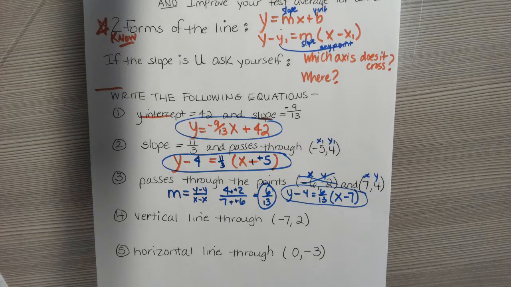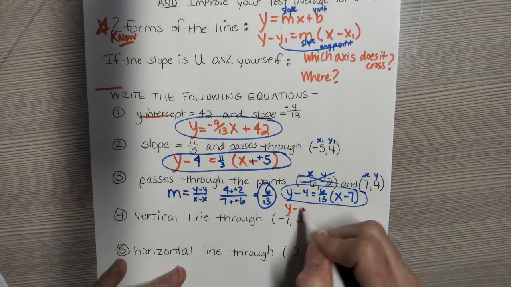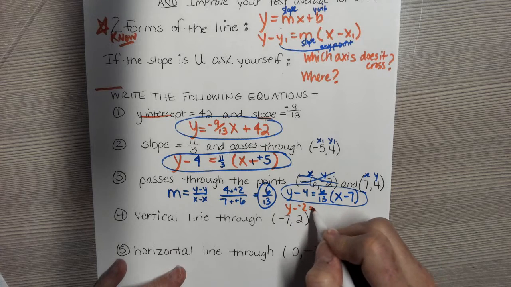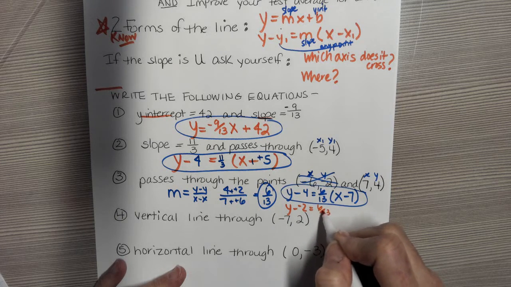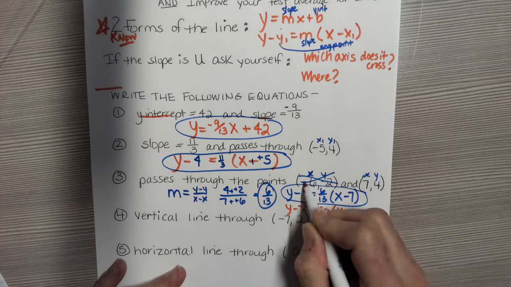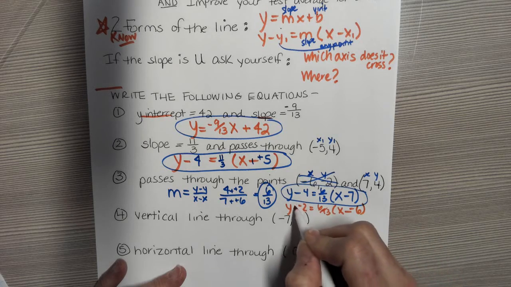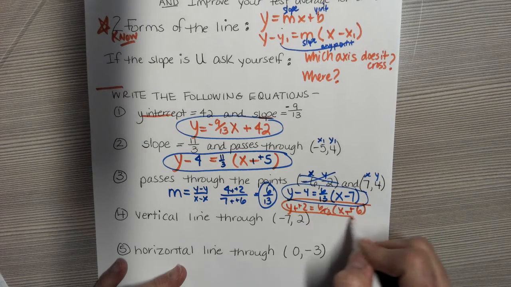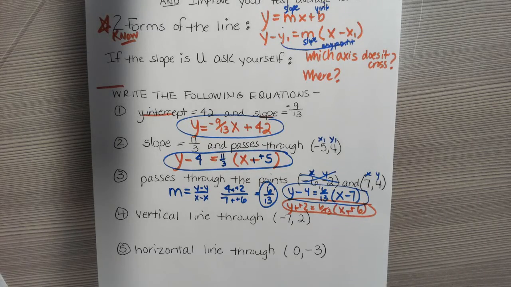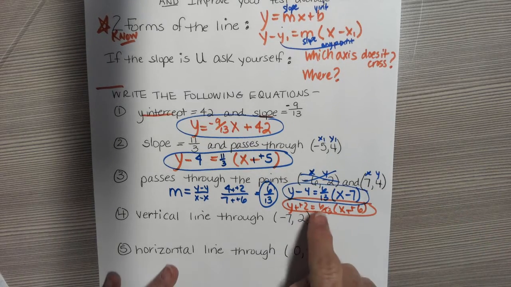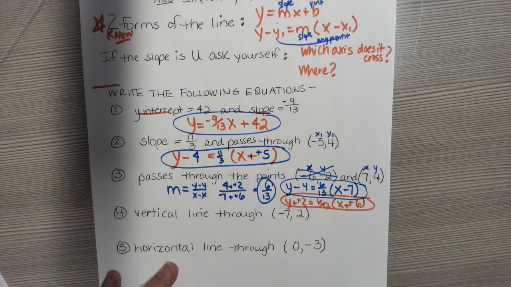Now, if you chose to use the other point, that would be okay too. y minus, put a negative 2 in there, equals 6/13 times x minus a negative 6. Change those to plus positives, and that would also work. Both of those are correct. You had a point and a slope.